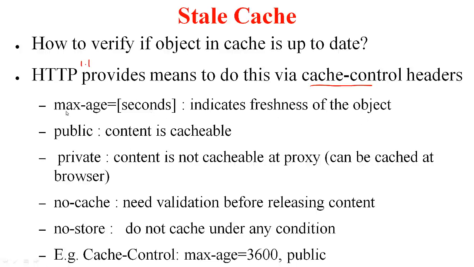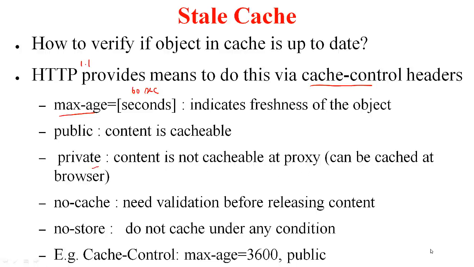One is what is called max-age. It indicates the freshness of the particular object. So for example, when a server responds with an object, it will set max-age, let's say, to 60 seconds, in which case it is telling the cache that for the next 60 seconds, this object you can serve from your own cache. You don't have to contact me. You can also specify whether an object is public, which means you can cache it, or if it is private, that means you should not cache it at the proxy.